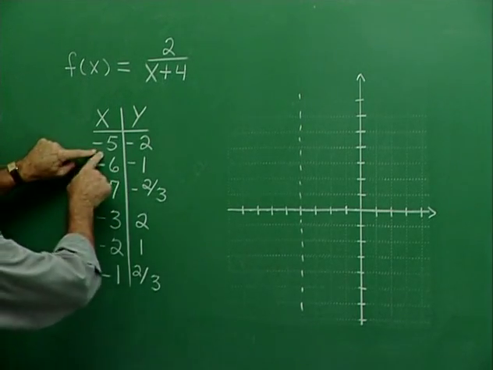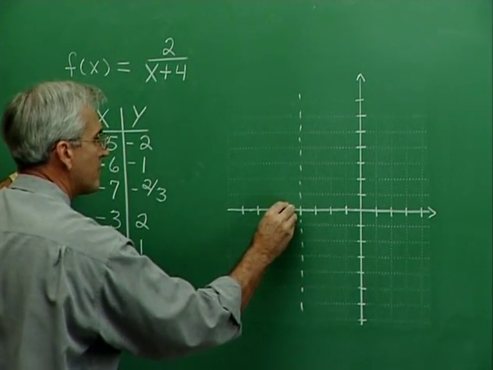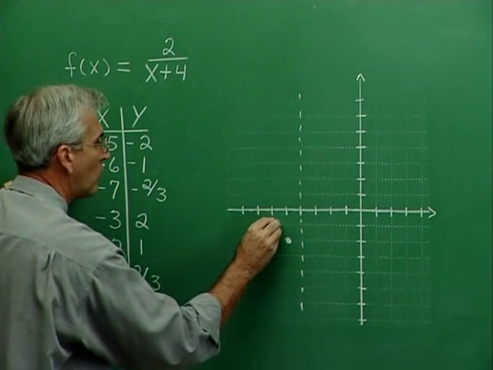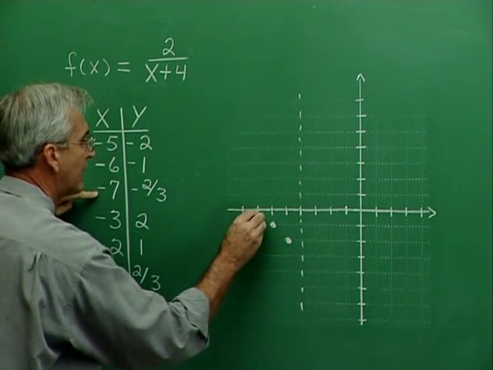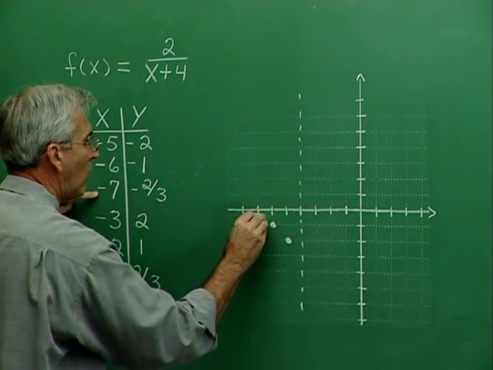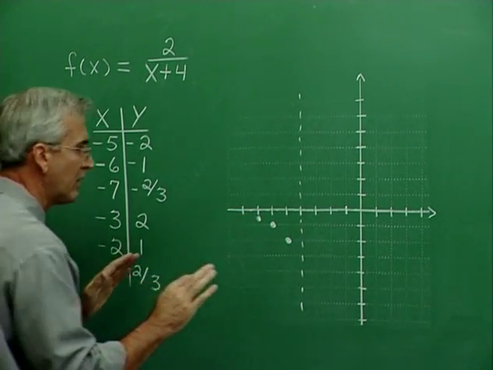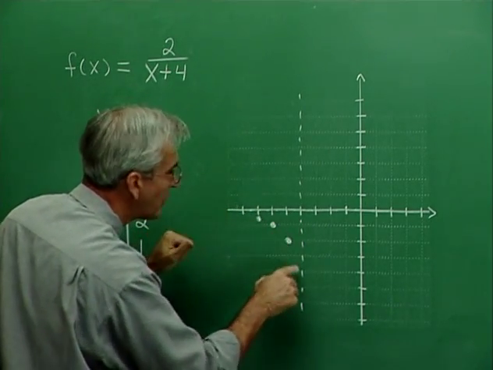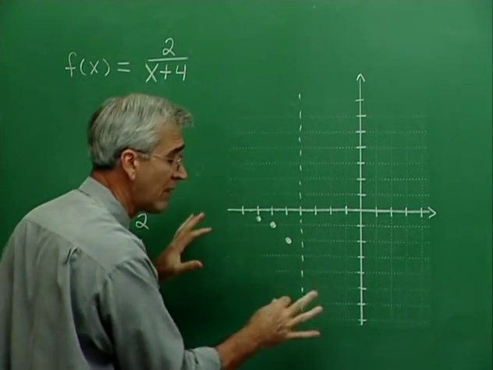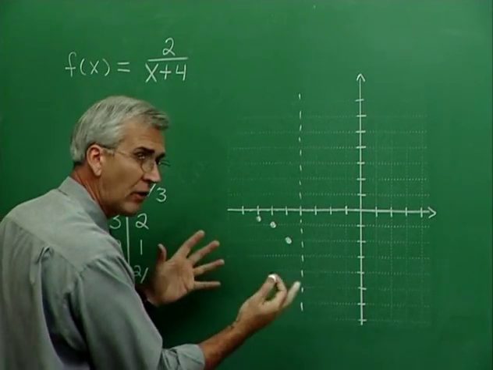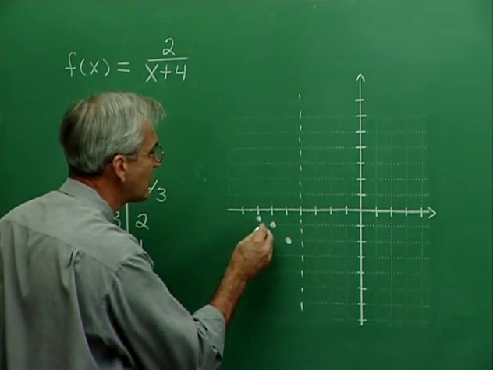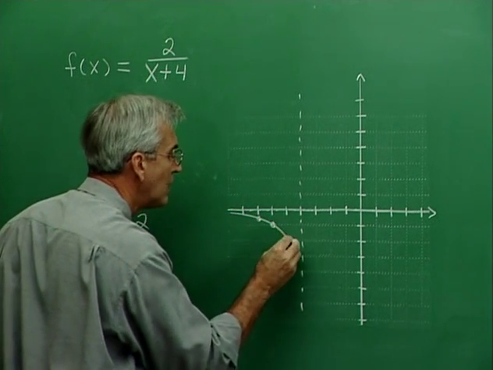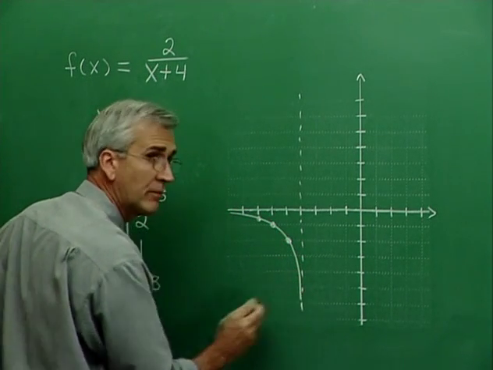Let's plot them. -5 goes to -2, -6 goes to -1, -7 goes to -2/3. Now all we're doing is kind of establishing the distance from these asymptotes where the turn is made. We know what's going to happen at the extremes of the coordinate plane. The graph is just going to get really close to those asymptotes. So we just establish this curve and then draw the graph so that it snuggles up to the asymptotes.